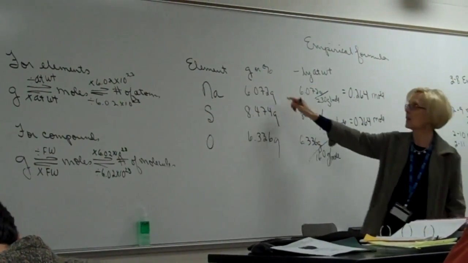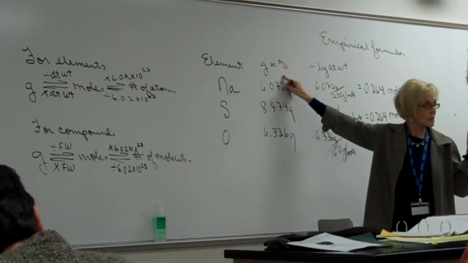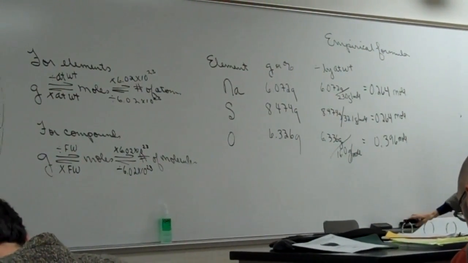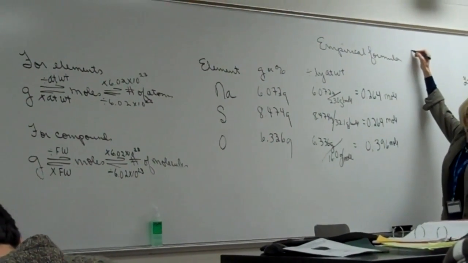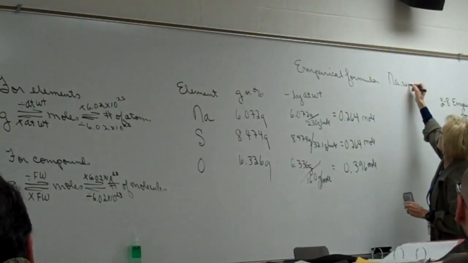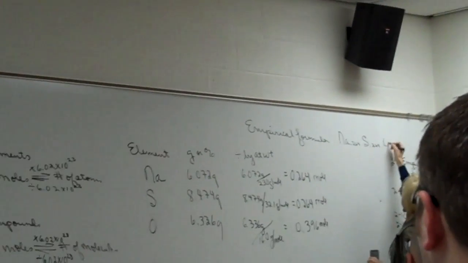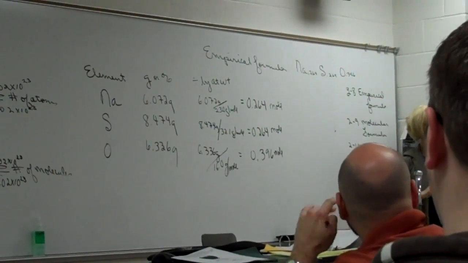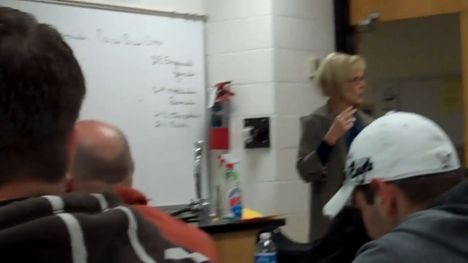And again, let me emphasize, it doesn't matter if they give you grams or percent, because if they give you percent, we'll just assume it's like grams, because we assume we started with 100 grams. Okay, so now I've got into moles. We could at this time write this. Don't bother to write it down. I could say sodium, 0.264, sulfur, 0.264, oxygen, 0.396.